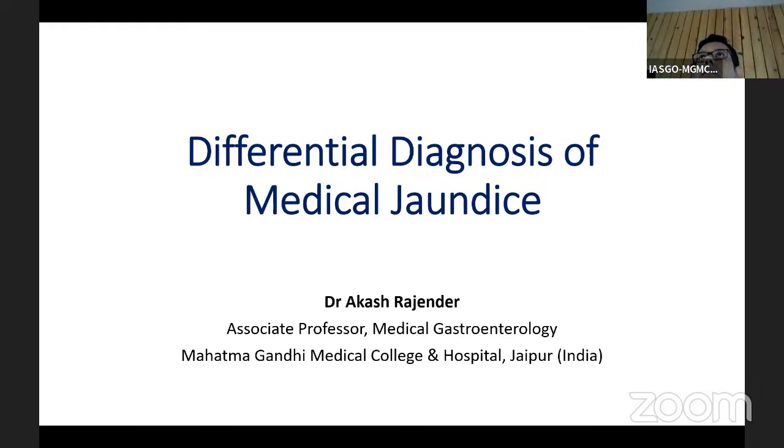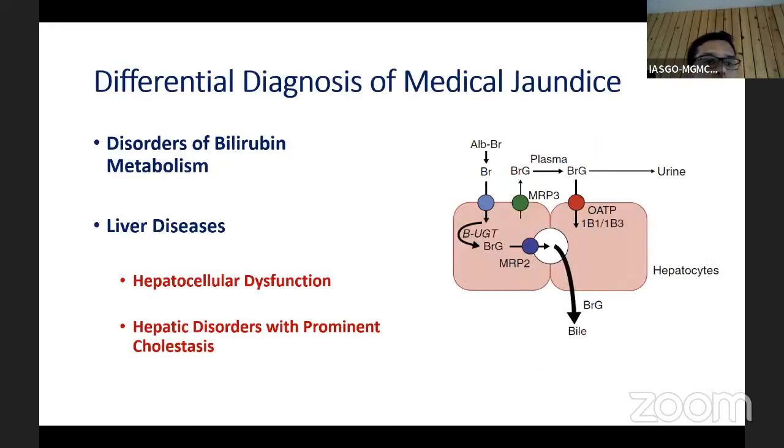So far, we have discussed the approach to jaundice and the investigations for jaundice. I would be discussing the differential diagnosis of medical jaundice, which include the disorders of bilirubin metabolism and liver diseases, including hepatocellular dysfunctions and hepatic disorders with prominent cholestasis.